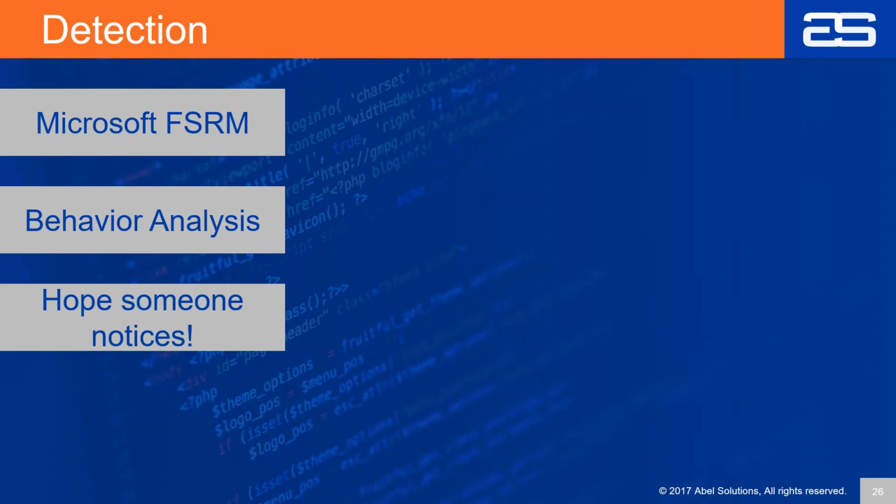And lastly, hope someone notices. This should be the method that you don't employ, because again, oftentimes it just doesn't work. Sometimes users will copy files to their local system to work on them, and they might not notice that an infection has spread to network drives. So hoping someone notices is definitely not a good option, but it's an option that unfortunately many people do employ.